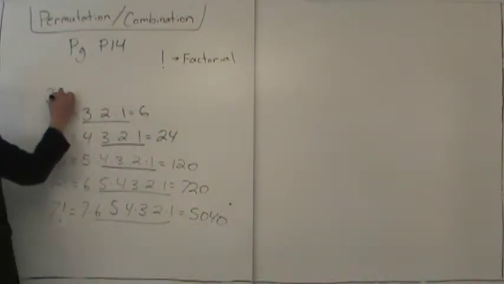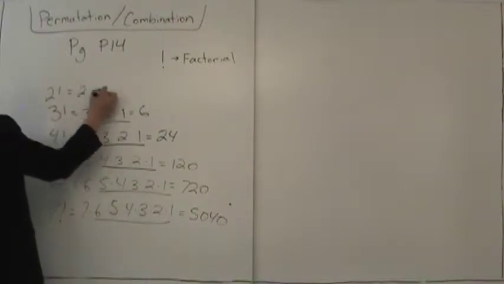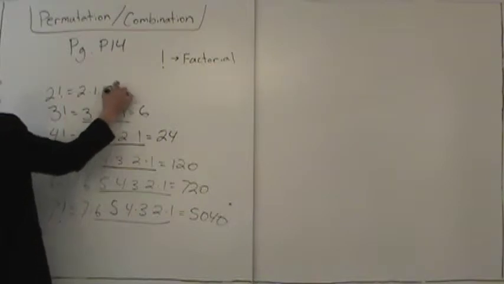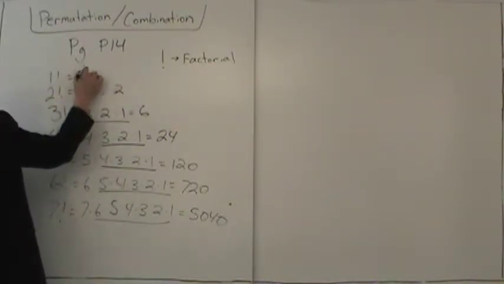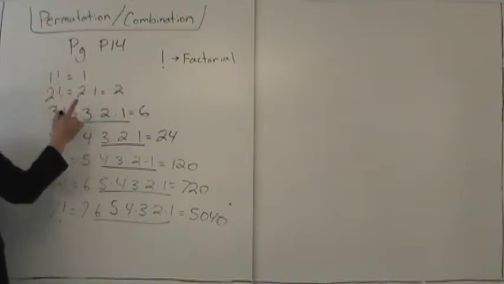Now 2 factorial, what is 2 factorial? 2 factorial is 2 times 1, which is 2. And 1 factorial is what? 1 factorial is 1.